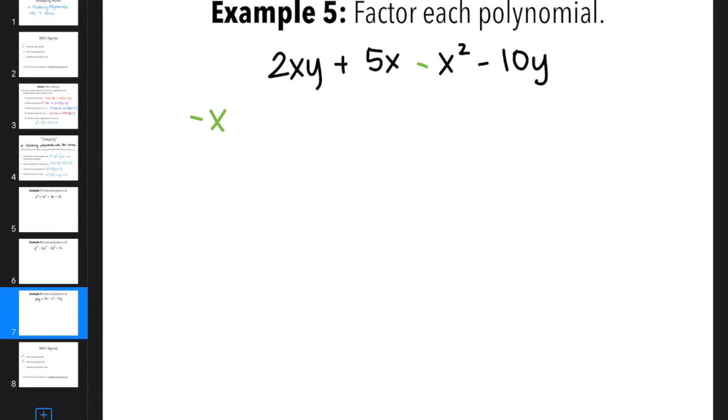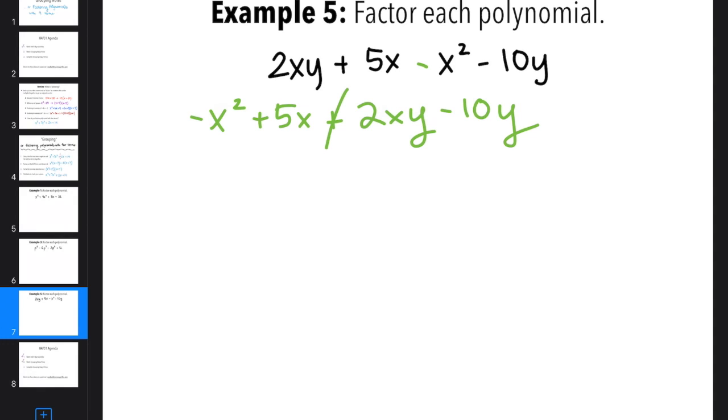So I'm going to rearrange it. So my negative x squared comes to the front, leaving me with plus 5x plus 2xy minus 10y. Remember, alphabetical, then degree. All right, now I can factor. Whew, I was scared. I was scared there for a second.